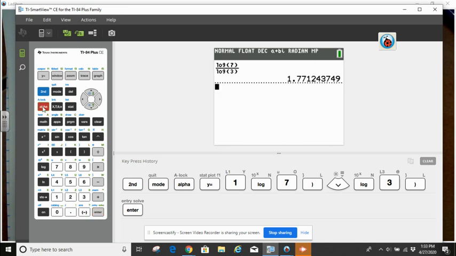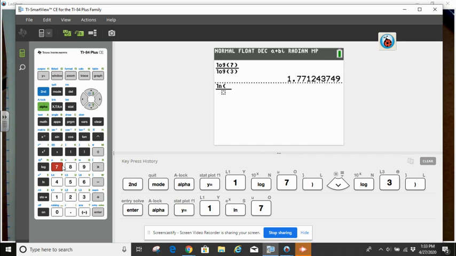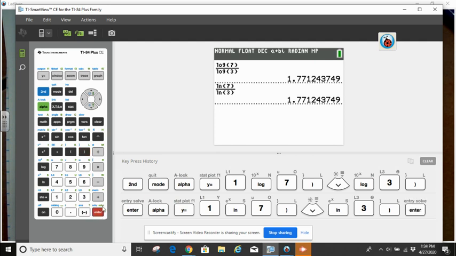I could also do natural log of 7 divided by the natural log of 3. Again, as long as the two bases on the logs from your numerator and denominator are the same, it would work, but you can't use just any base on your calculator. And you get the same answer.